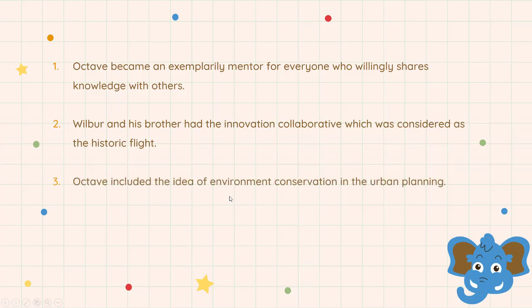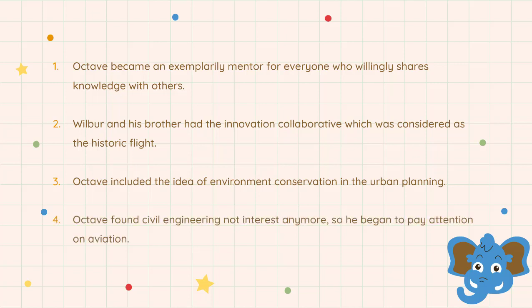Okay, the next. Octave included the idea of environment conservation in the urban planning. Yes, environment conservation. Actually, it is okay when we want to have the compound noun. Compound noun consists of two nouns, where the first noun functions as the adjective. But in this case, we need the compound adjective because conservation relates to the environment. That's why it should be environmental conservation.